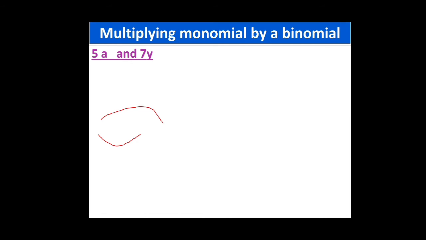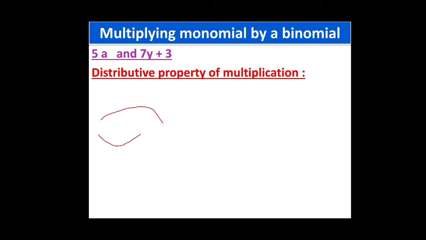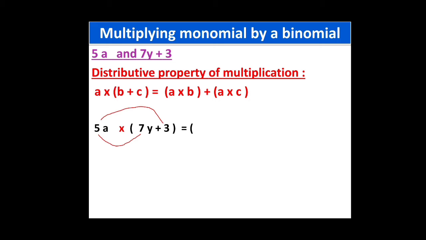Next, we are going to see multiplying a monomial by a binomial. Now let's see the terms 5a and 7y plus 3. Here we are applying the distributive property of multiplication. What is the distributive property? A into b plus c gives a into b plus a into c. That means we have to multiply the term a with b and also by c. So now take 5a into 7y plus 3. Now start 5a into 7y.